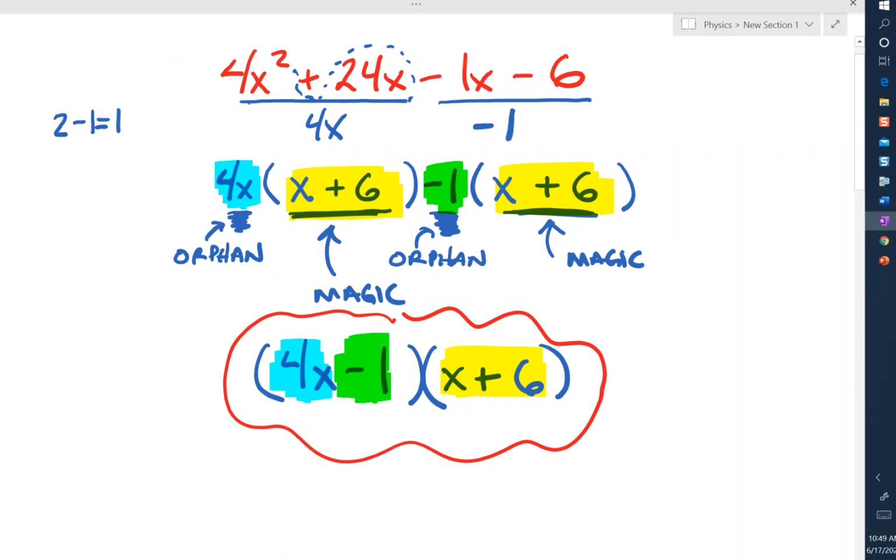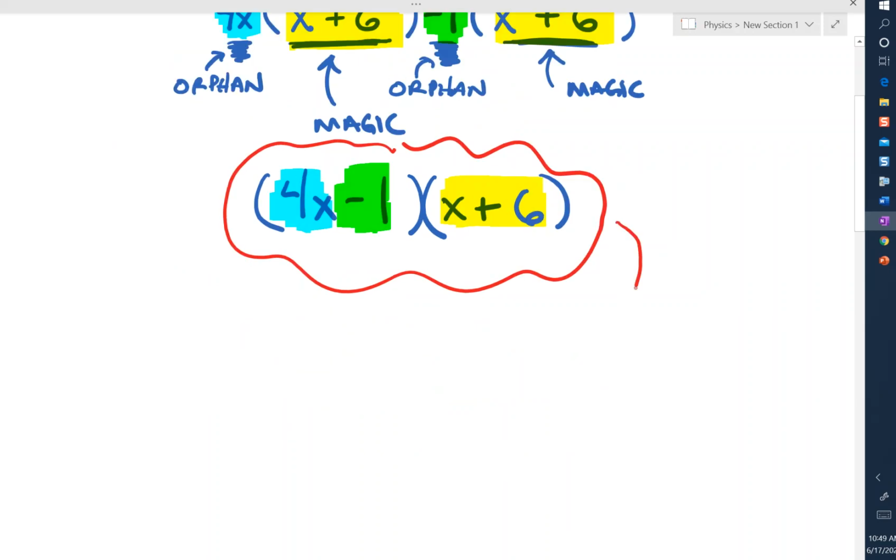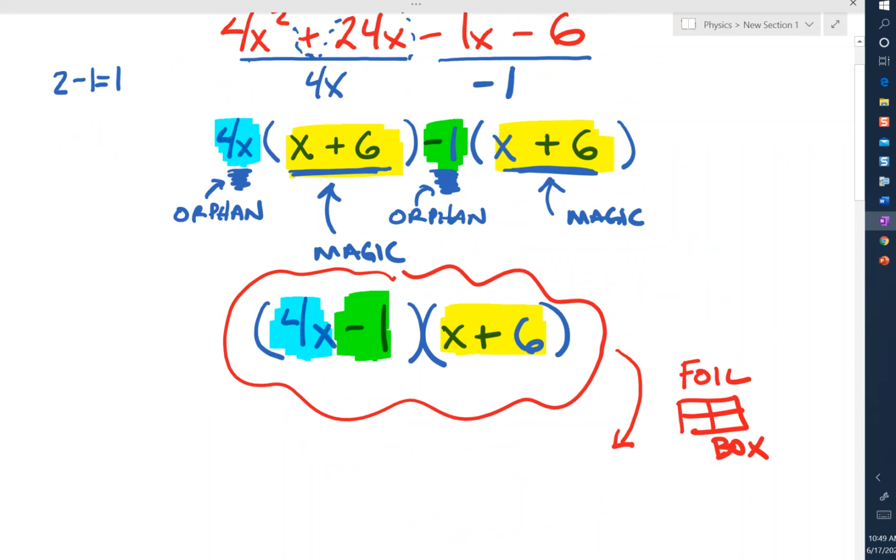Now you could check it, because if we multiplied these back together, and you probably learned to do this with FOIL, or maybe something like this with a box, if you multiply those back together, you can check your factoring. It should turn back into what you originally started with. All right?